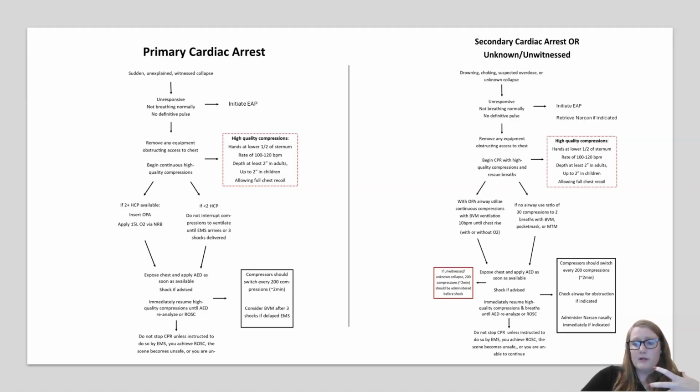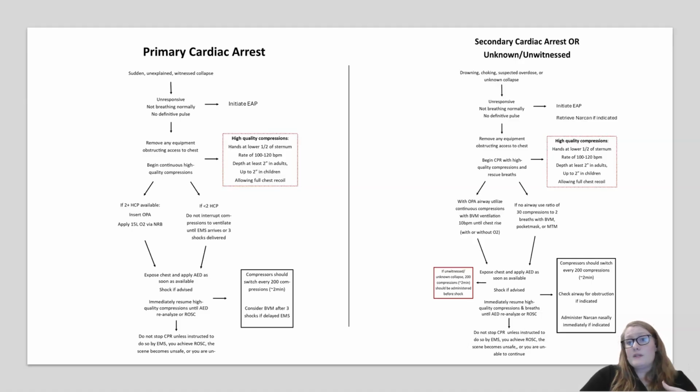If I have a non-rebreather and an OPA in, is that okay until EMS arrives, or is there a point when you take that non-rebreather off and put a BVM on? That is a clinical decision and a clinical policy that needs to be made with your medical oversight and with EMS.